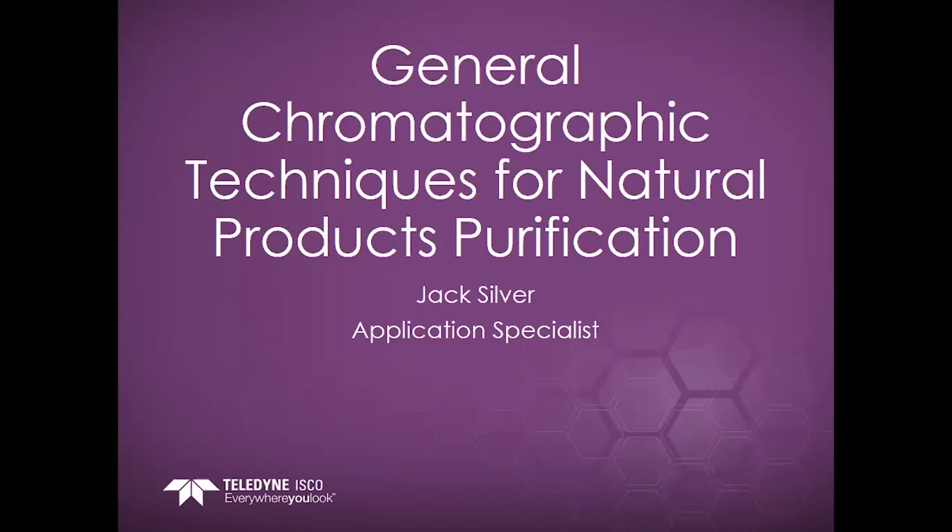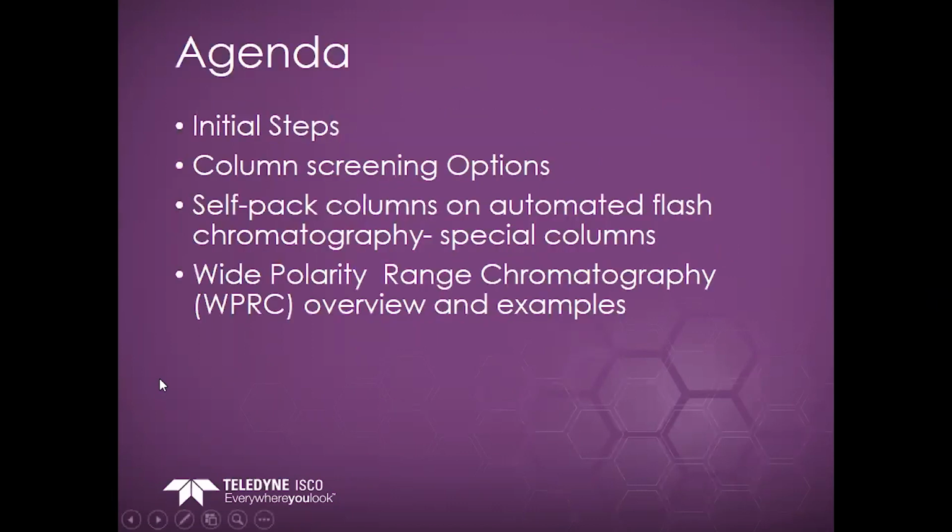Hello, Jack here. We're going to talk about general chromatographic techniques for natural products purification. And the first thing we're going to talk about is an agenda. That would be the initial steps, things that you should do before touching your plant extract or your natural products. We're going to talk about wide polarity range chromatography and how it fits into column screening, the options that you can use for column screening, and we're going to talk about self-packed columns that you can run on automated flash systems.